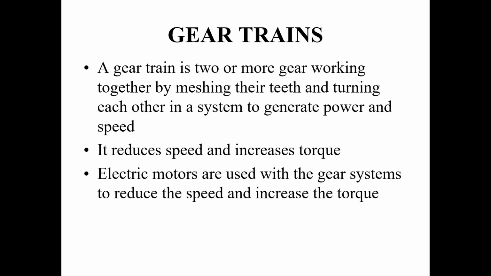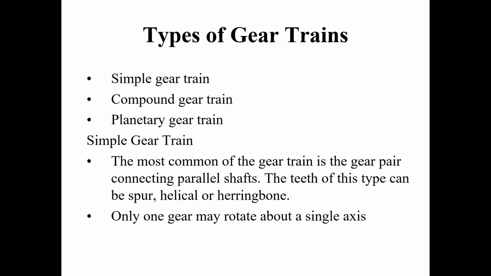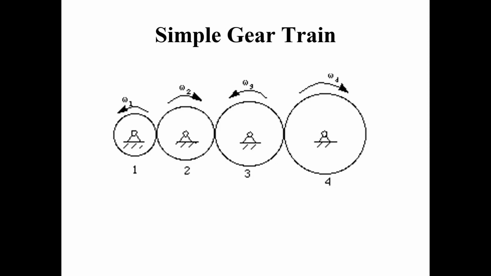Next is gear trains. A gear train is two or more gears working together by meshing their teeth and turning each other in a system to generate power and speed. It reduces speed and increases torque. Electric motors are used within the gear systems to change the speed and increase the torque. Gear trains have three types: simple gear train, compound gear train, and planetary gear train.